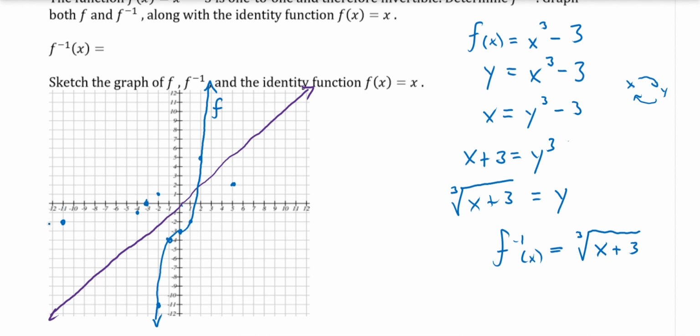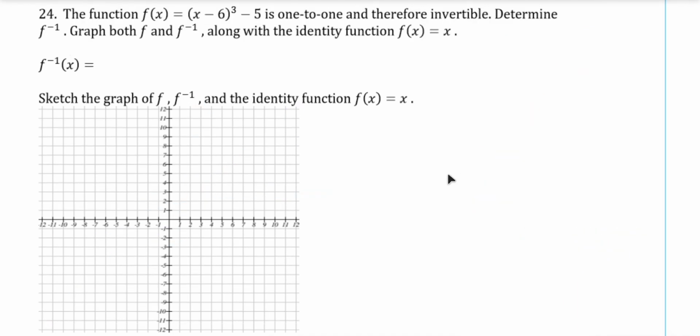And now let's connect these dots, something like that. And that's our inverse function. And we can see that despite the sloppiness of my graph here, they are in fact reflections over the y equals x line. And so here we have a similar exercise.